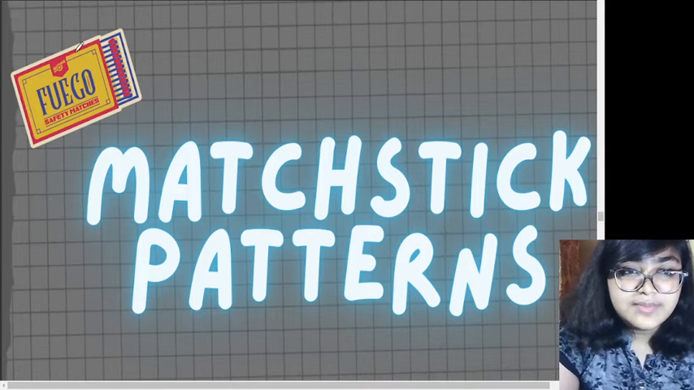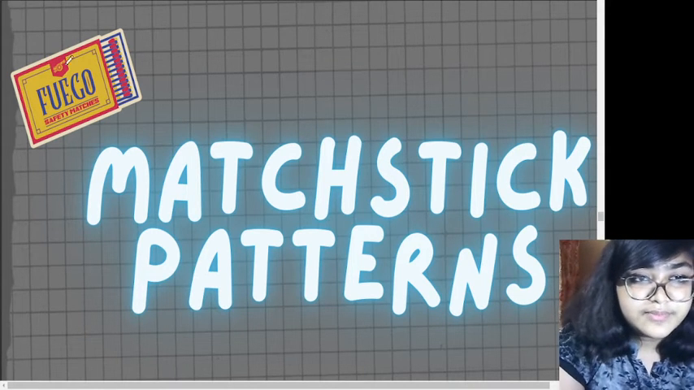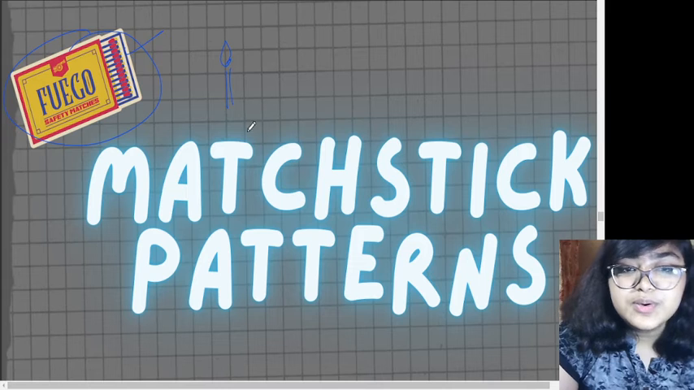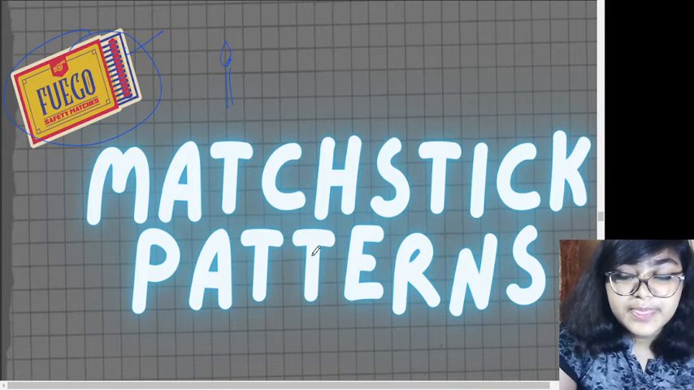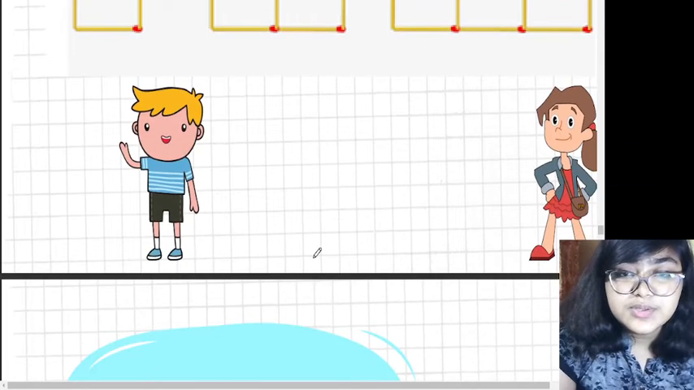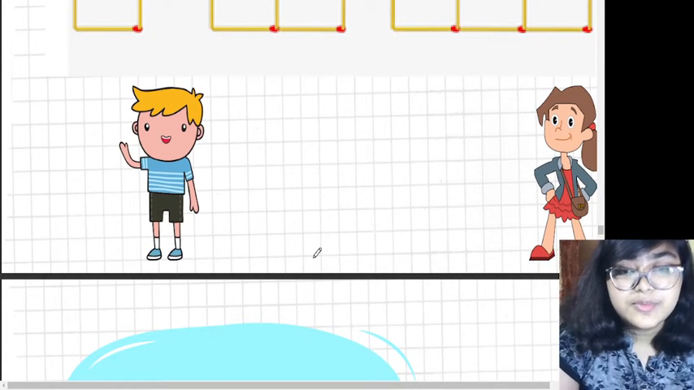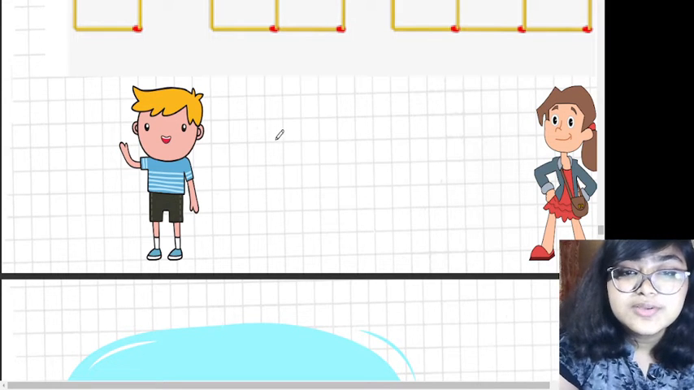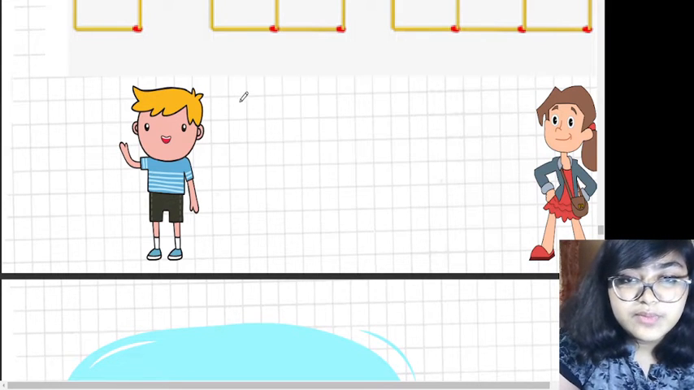Have you ever seen matchsticks? You might have burned a candle by using these matchsticks, right? So let's start the topic by solving some questions related to matchstick patterns. If you have matchsticks, you can do it on your own, but I'm going to show you. You can follow me. Let's start with a simple one.